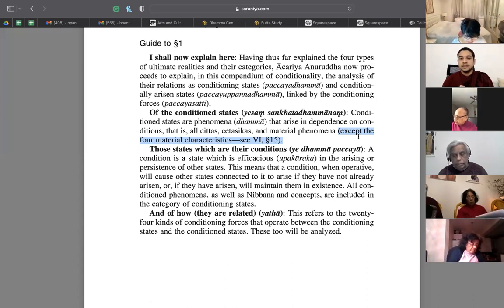Bhante, I'm really sorry, but I feel that the causeless characteristics are upacaya, santati, jarata, anicchata, the arising and so on, those four. That's why they are saying take all material phenomena except the four, because they are causeless. They don't depend on anything. Whatever is dependent on anything has these four characteristics. Yes.